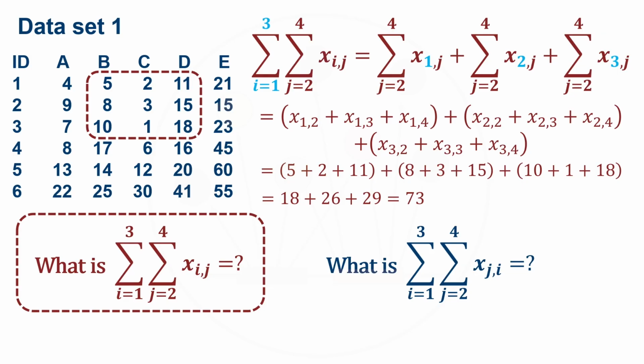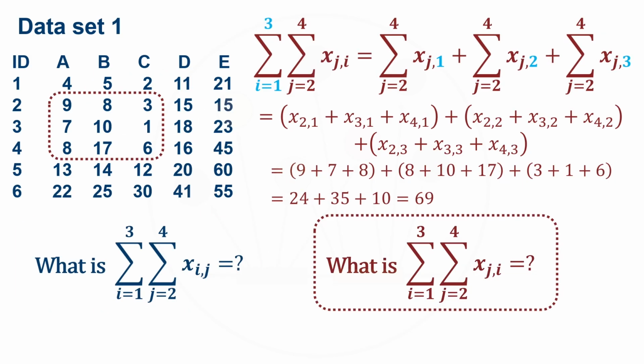Looking at those numbers in the table, we would get 5 plus 2 plus 11 for the first summation, 8 plus 3 plus 15 for the second summation, and 10 plus 1 plus 18 for the third summation. And that would give us 18 plus 26 plus 29 is 73. And it's also useful to visualize what part of the table we're adding up. So our rows, represented by i, we're going from 1 to 3, and our columns, represented by j, we're going from 2 to 4. So that tells us it's the first 3 rows, and then columns 2, 3, and 4 in our table.